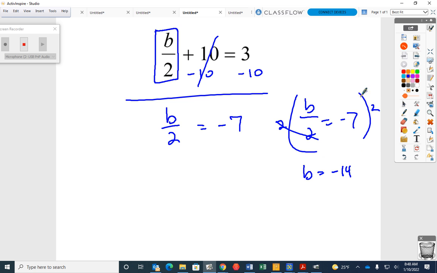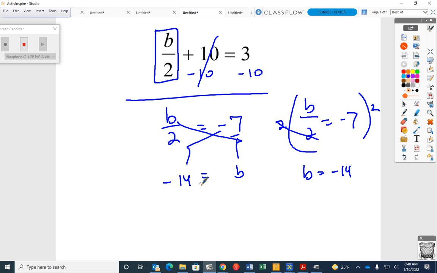Negative 14. Truthfully, I prefer this method. This is the way I do it all the time. I think it's easier. Okay, I do too. I don't. This one, I can put this over a 1. B times 1 is B. Negative 7 times 2 is negative 14. Okay? Yeah. Okay? All right. Do we kind of understand how we did that one?